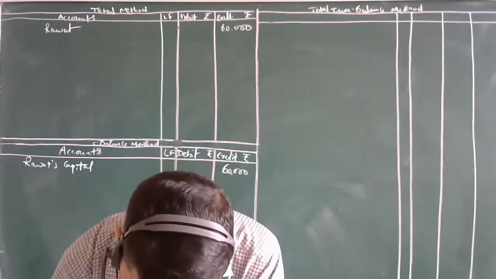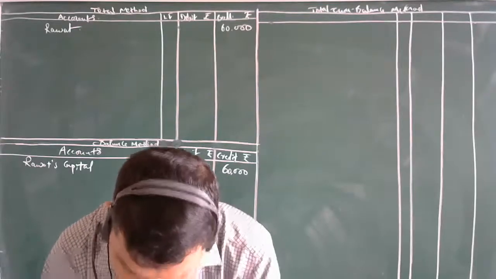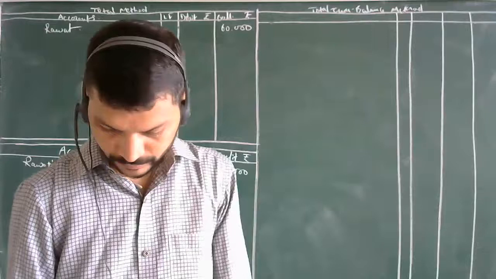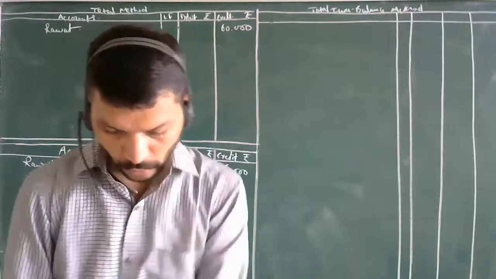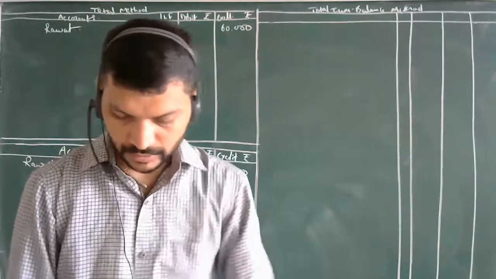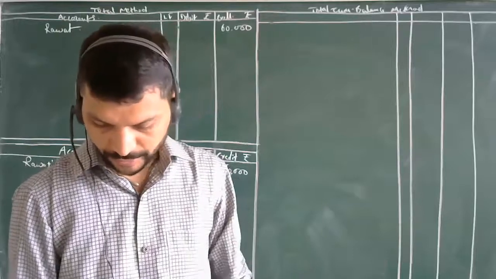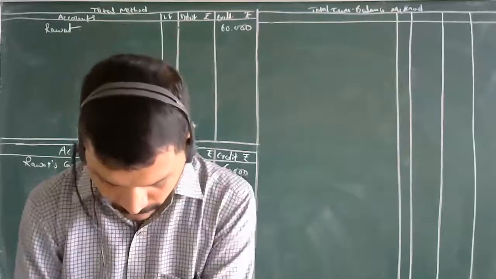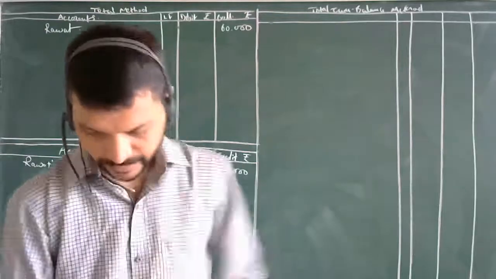Remember one thing. Here two entries we are having. Cash is there, and one more, the total is there. Means cash is debited, and one more 60,000 amount is credited.